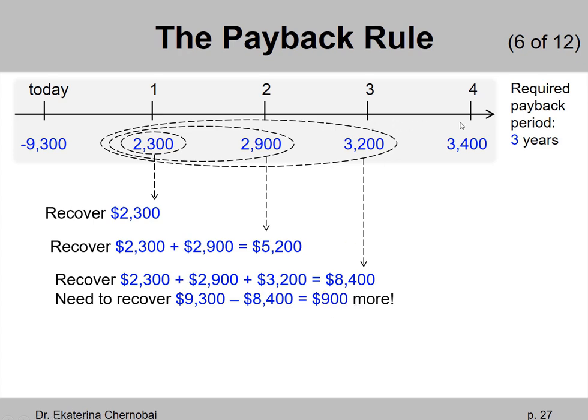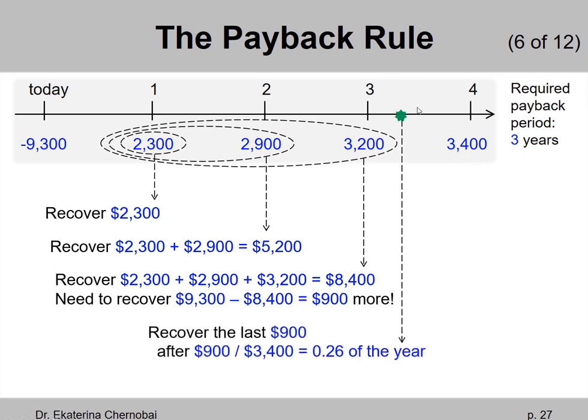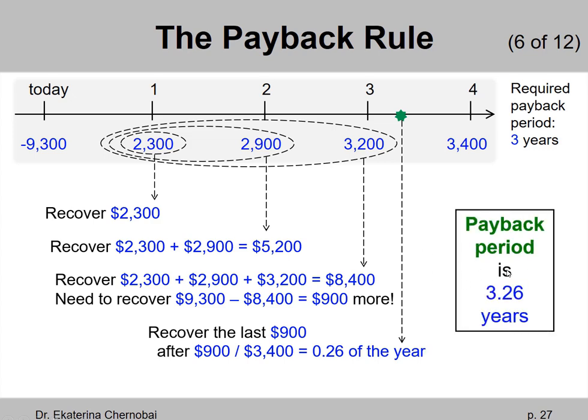We are not going to wait the full 4th year, during which we will recover a lot of money, right? $3,400. Instead, we will need to wait another 900 divided by 3,400 equals 0.26 of the year. So 0.26 of the 4th year plus the first 3 full years. That's your actual payback period. 3 full years and roughly a quarter of the 4th year. So 3.26 years. And now we can make our investment decision.